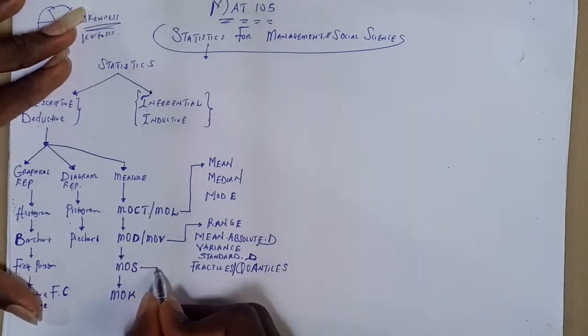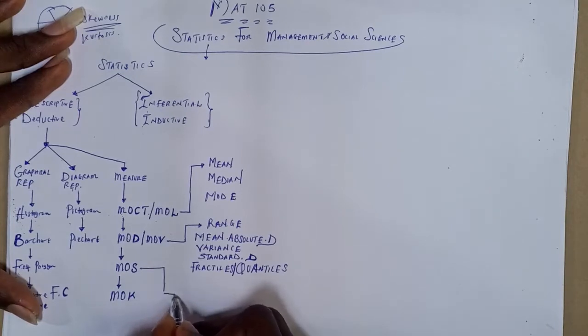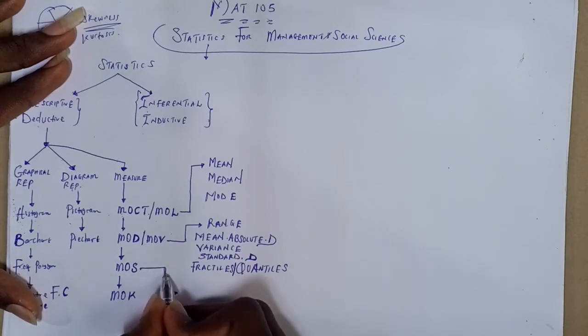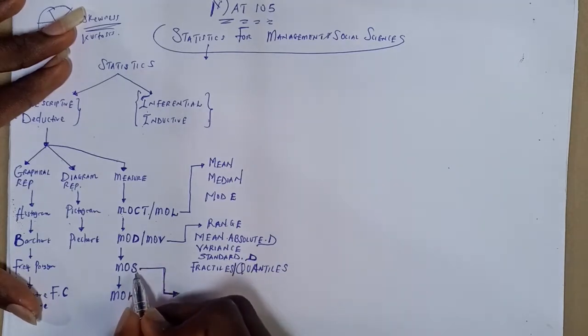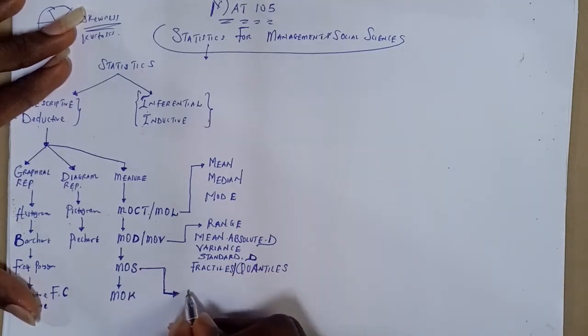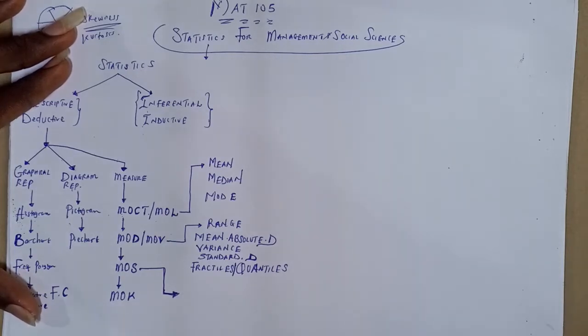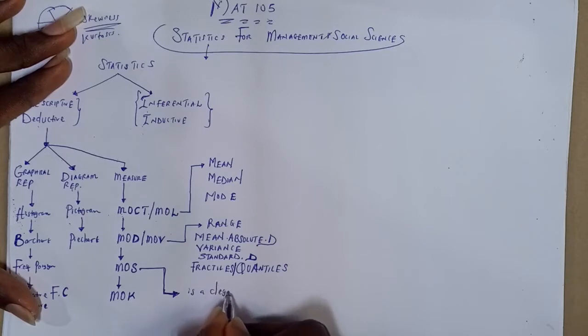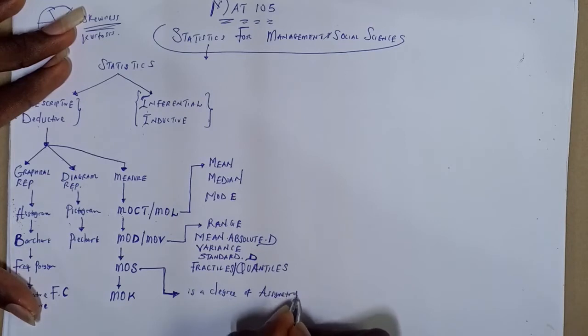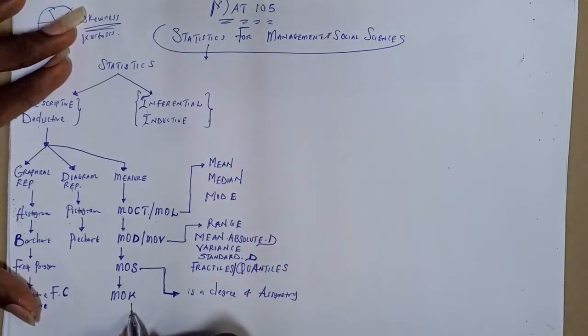And at the same time, we have the measure of skewness. For this measure of skewness, you must understand what the definition is talking about. Measure of skewness is just a degree of asymmetry. Just take note of that. Let's just shorten it that way. Measure of skewness is a degree of asymmetry.